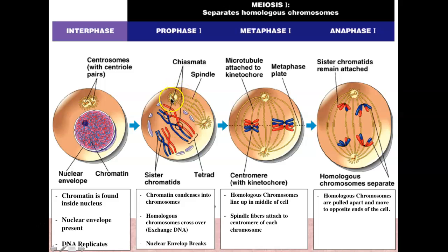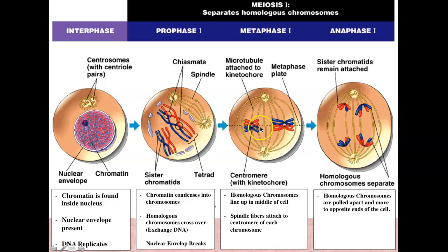Also, you see these centrioles producing spindle fibers and moving to opposite ends. Metaphase 1: metaphase chromosomes are going to line up in the middle. So in metaphase 1, homologous chromosomes line up in the middle, and the spindle fibers attach to the centromere of the chromosomes. Remember that the centromere is the center of the chromosomes.